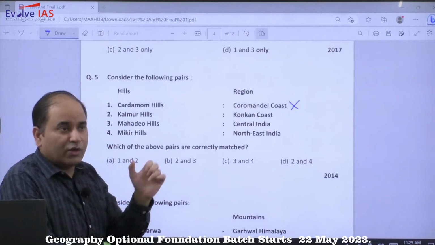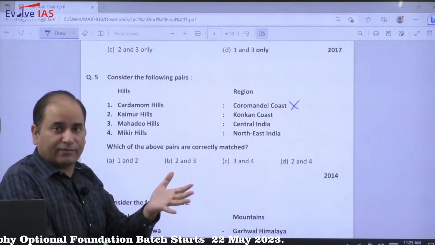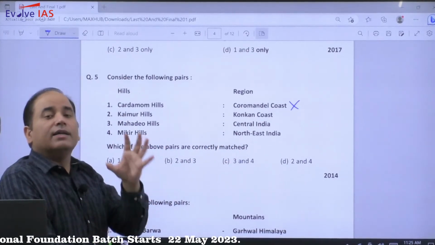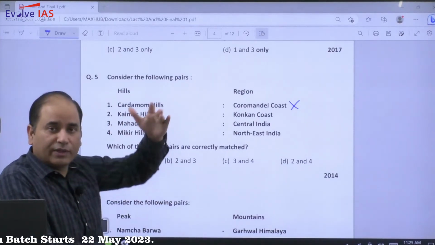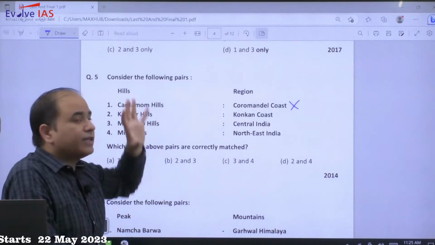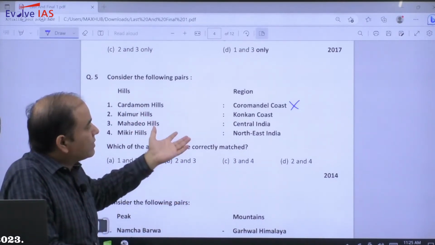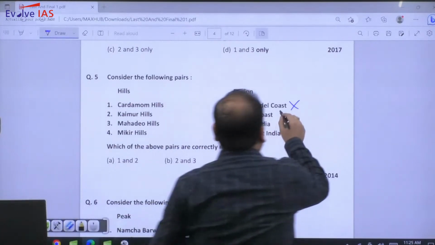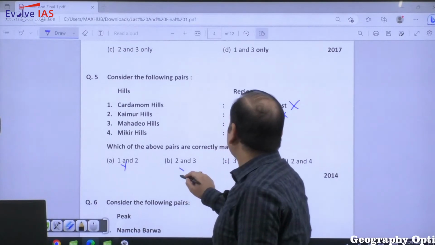Western Coast. तो वेस्टर्न कोस्ट में जो वेस्टर्न घाट के साइड में, वेस्टर्न साइड ऑफ वेस्टर्न घाट जो कोस्ट है, specifically the coast that is part of, you can say southern side, is referred as Konkan Coast. So Konkan Coast is part of the western coast. So this is also incorrect. So you will find 1 is incorrect, 2 is incorrect.